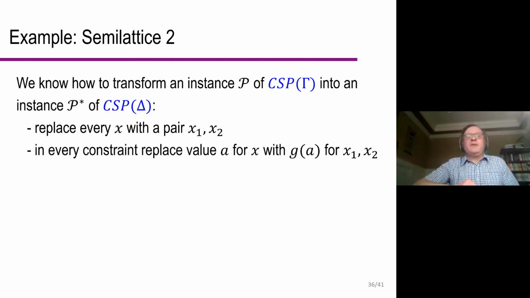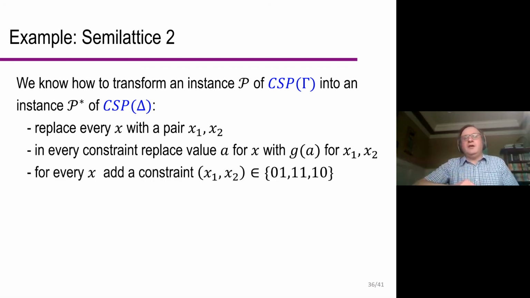In every constraint, I replace a value with a pair of values. Say value A for x with g of A, which is a pair of bits for x1, x2. And for every variable, I add a constraint that says that x1, x2 must be one of the 3 combinations. I don't want anything outside of that. So it's 0, 1, 1, 1, 1, 0.